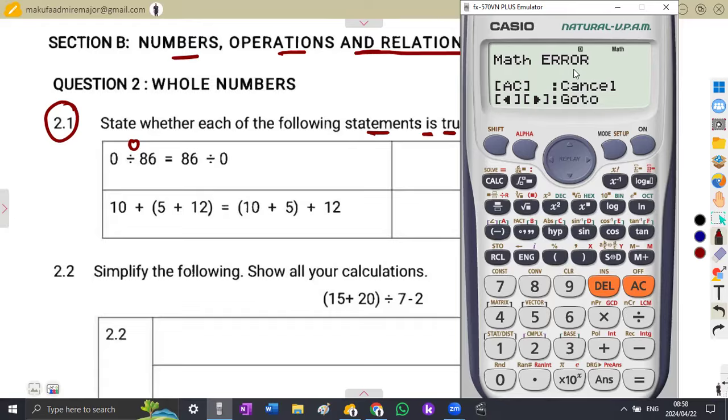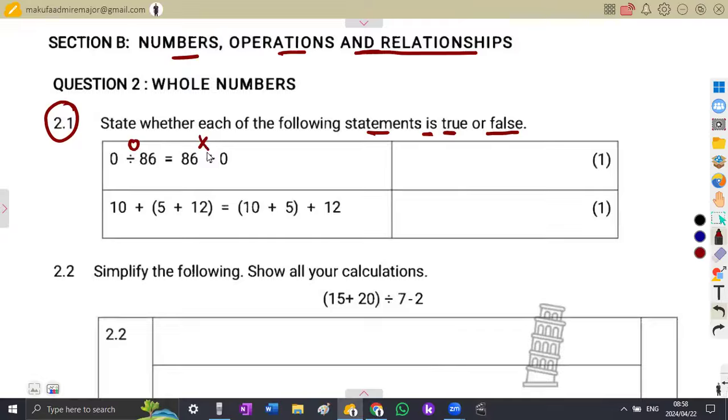This does not exist. It is not there in maths. You can't do that in mathematics. You can't divide by a 0. That is what it means. So this does not exist. So meaning to say this is false. These two are not equal. Okay, what about these two?